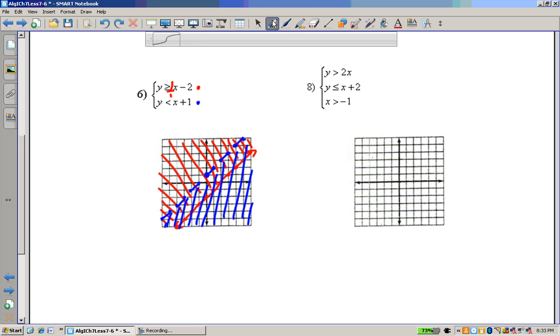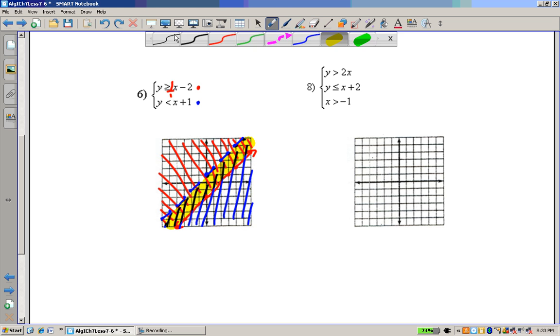And you can see that there's this narrow strip here that is shaded both ways by the red and the blue. And so that is my solution set. Inclusive here, meaning the points on the line do work, or they are solutions, and not inclusive here, which means that the points on this line will not work. They will not be solutions.